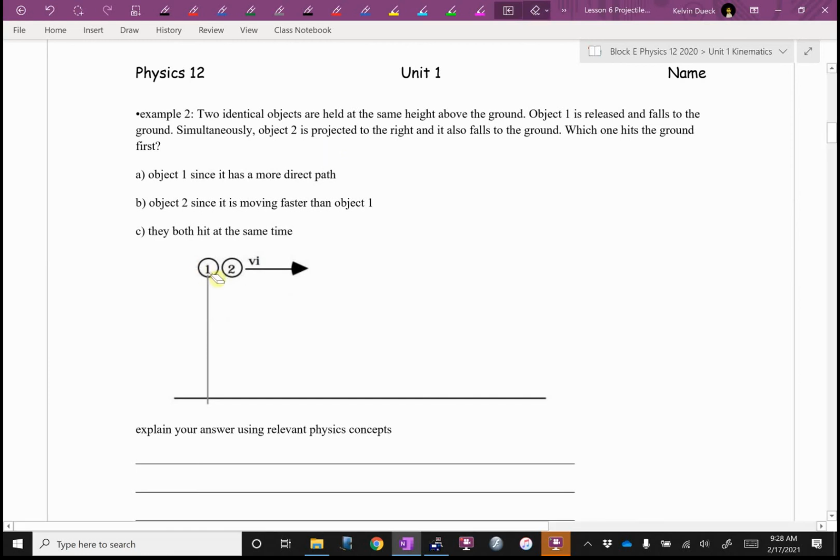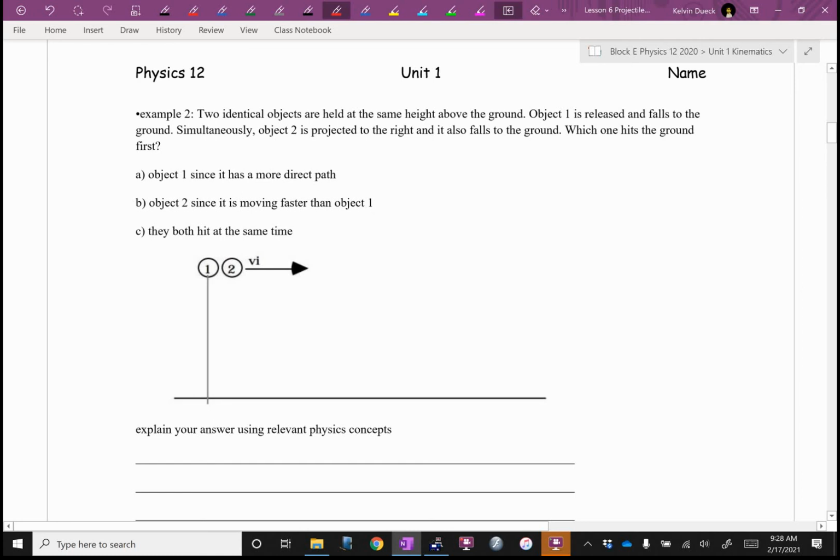Object one, because it's got a more direct path. Object two, because it's moving faster than object one. Or C, they both hit at the same time. Once again, we're going to vote. Once again, how high you hold your hand up is how sure you are of the answer. Okay? So here's your options then. We're releasing them at the same time. Object one hits first because it doesn't travel as far. Object two hits first because it's going way, way faster. Or they both hit at the same time.